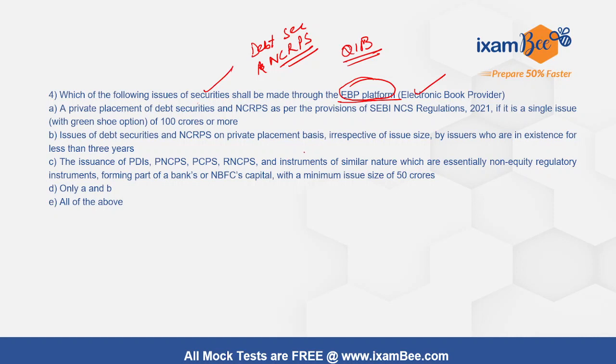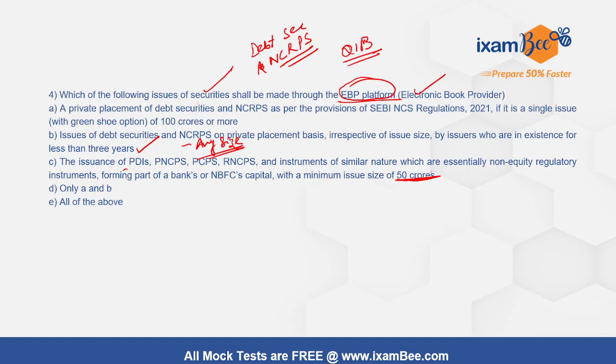And also there are some other options. Issue of debt securities and non-convertible securities on a private placement basis by issuers who are in existence for less than 3 years can come up with an issue of any size. There is no limit of 50 crores. And also for banks and NBFCs for their capital, because if you have read the Basel norms, these constitute the tier 2 capital of these financial institutions. So when they come up with these issues, irrespective of size, the limitation of 50 crores is not there for them, right?